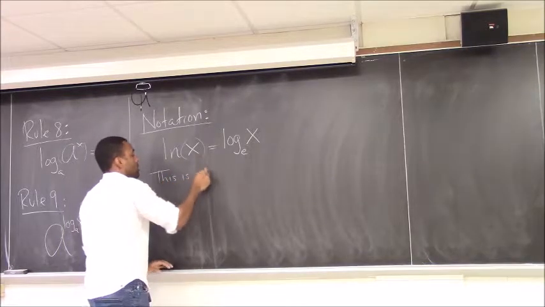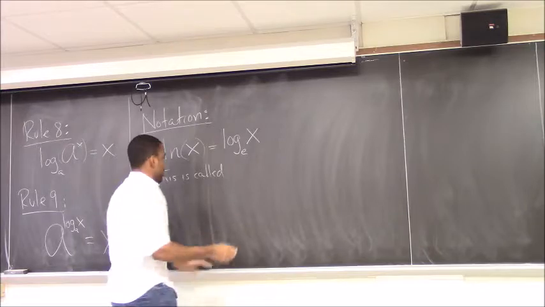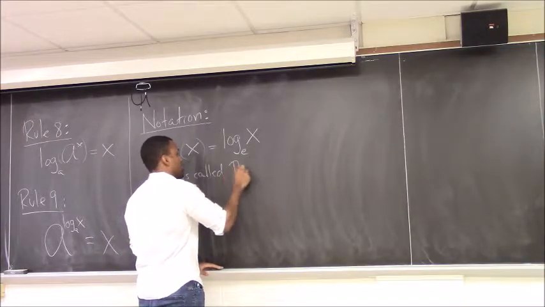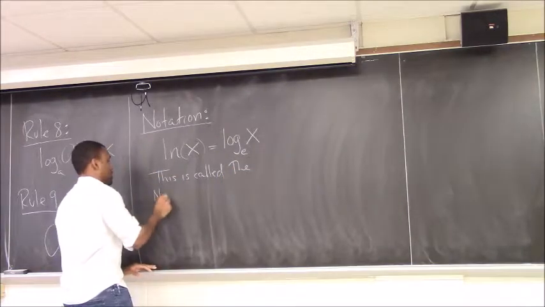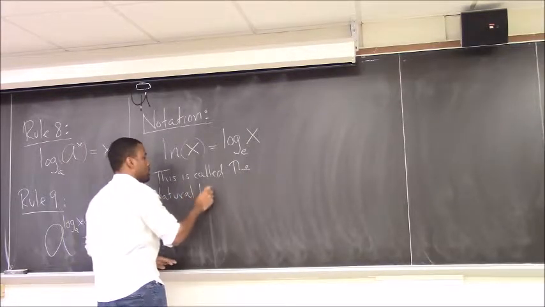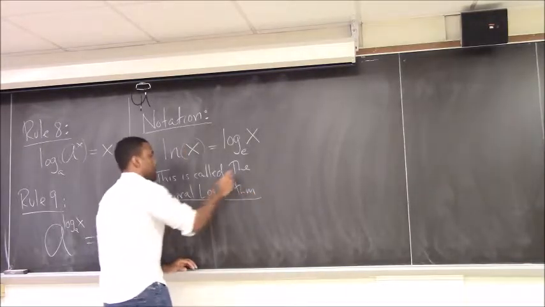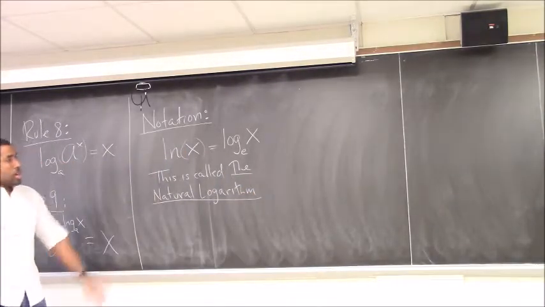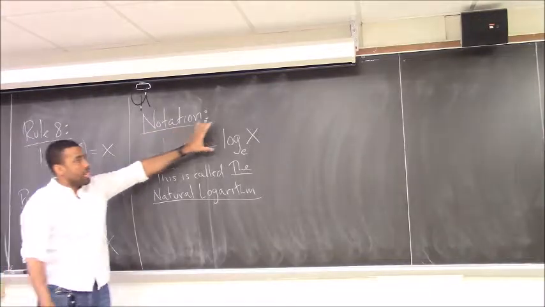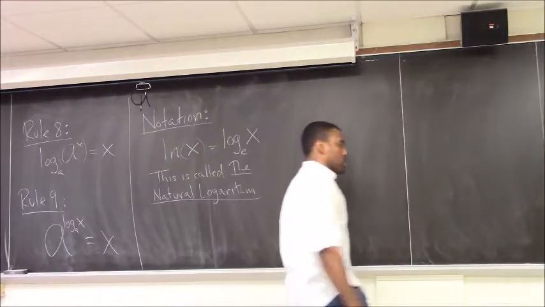This is called the natural logarithm. Just like how e to the x was the natural exponential, this is the natural logarithm. So when I write ln of x, know that it is log to the base e. That means I'm thinking of e as the base when I'm doing my calculations.